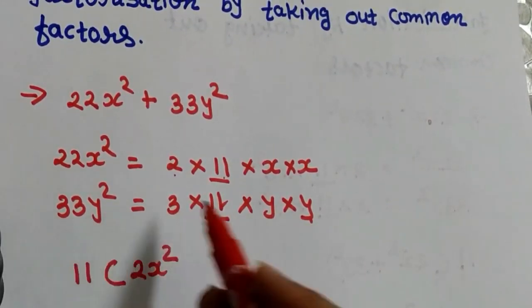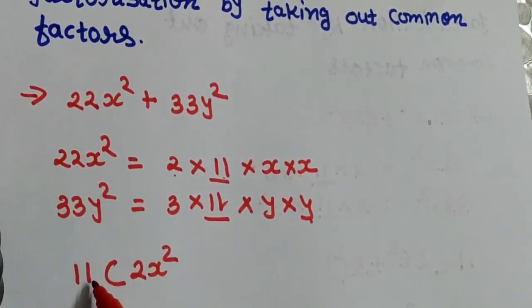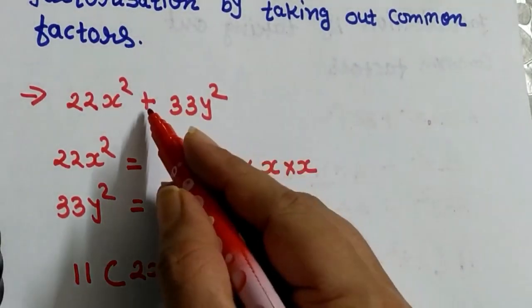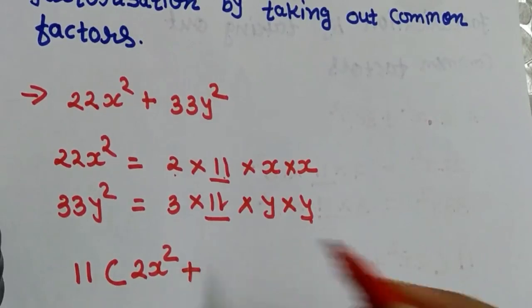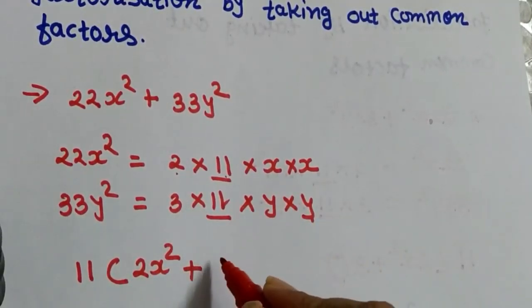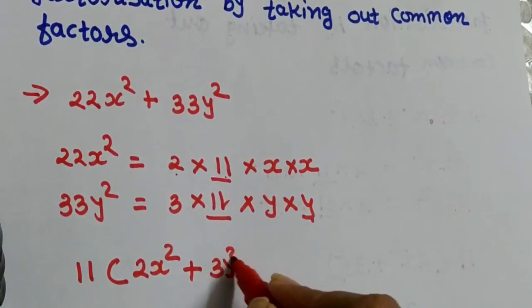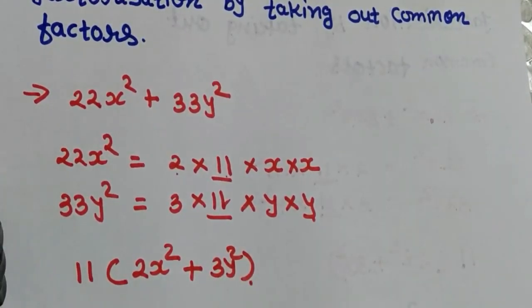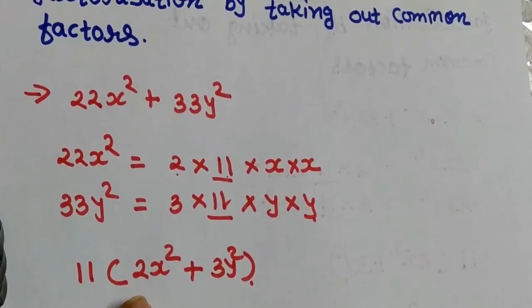Now in this 33y square, 11 is already written outside as a common factor. So we will put the sign first, that is the plus sign, and here we will write 3y square. So 11 is a common factor and the remaining factors are 2x square plus 3y square.